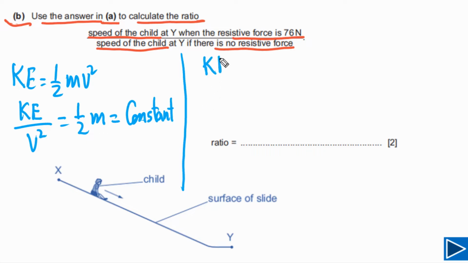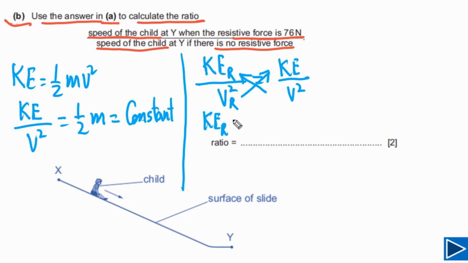If this is true, we can also say the ratio between kinetic energy when there are resistive forces and speed squared when there are resistive forces has to be equal to kinetic energy over v squared when there are no resistive forces. Now if we cross multiply, we can say KE_R times v squared has to be equal to kinetic energy times V_R squared.